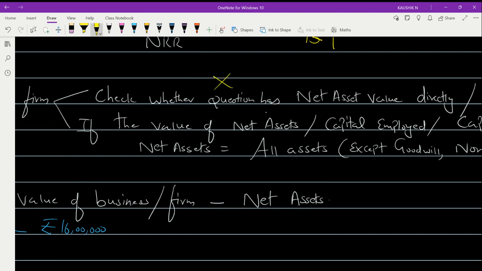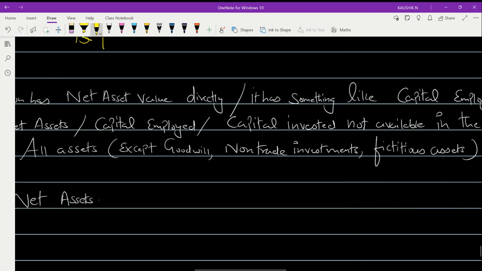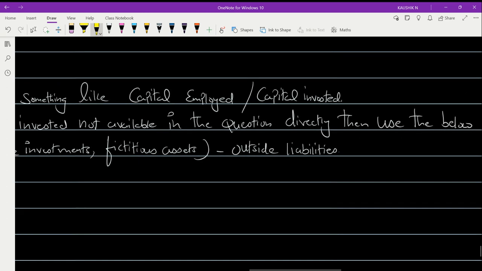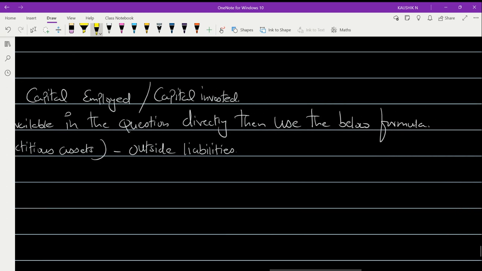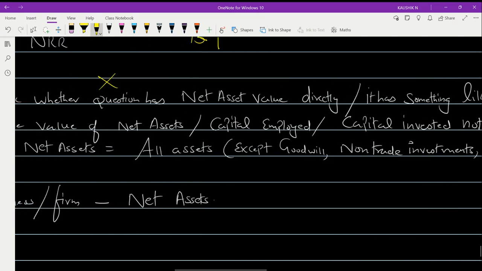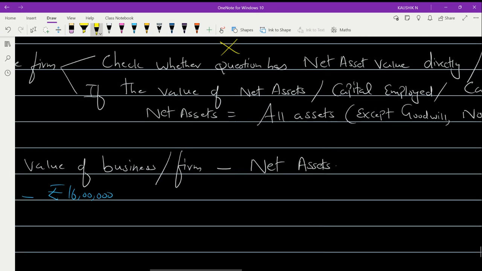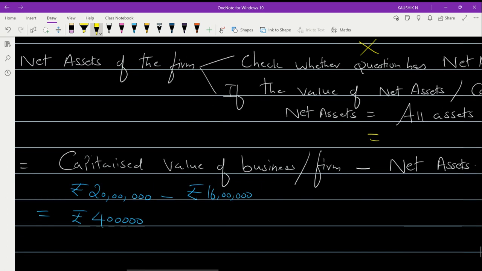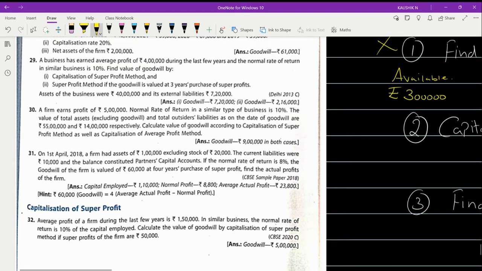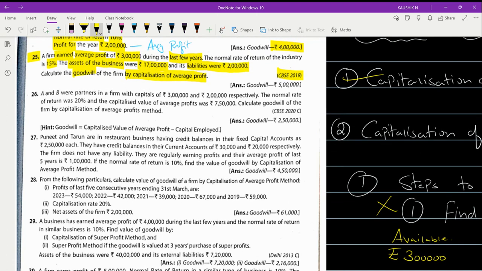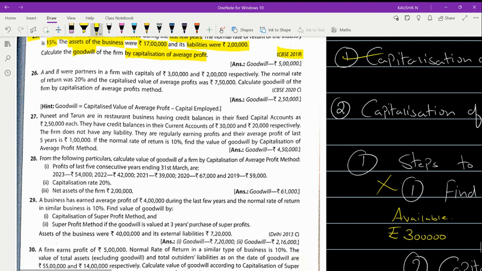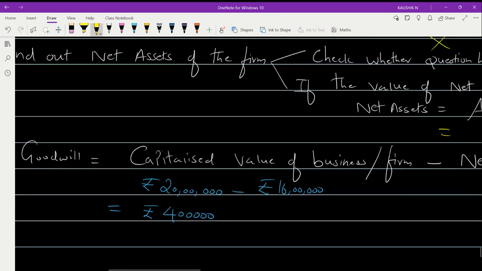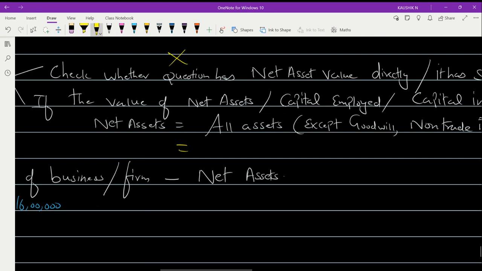இல்லை சார், டைரக்டாக கொடுப்பேன். அப்போ அடுத்தது என்ன பண்ணுங்க? Alternatively, if the value of net assets or capital employed or capital invested is not available in the question, then directly use the below formula. Net assets is equal to all assets except goodwill, minus outside liability. இப்போ அந்த வேல்யூ எவ்வளோ கொடுத்துருக்கோம்? 17 lakhs, மைனஸ் outside liability 2 lakhs. அப்போ அந்த ஃபார்முலாவில் சப்ஸ்டியூட் பண்ணுங்க.